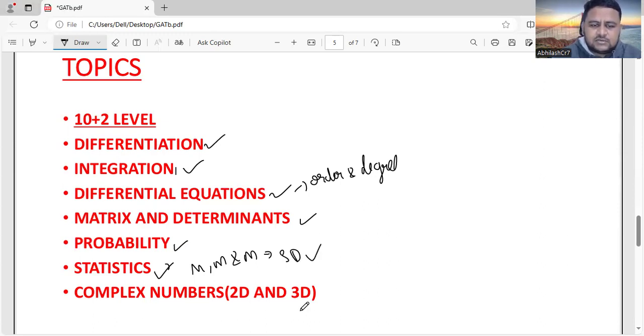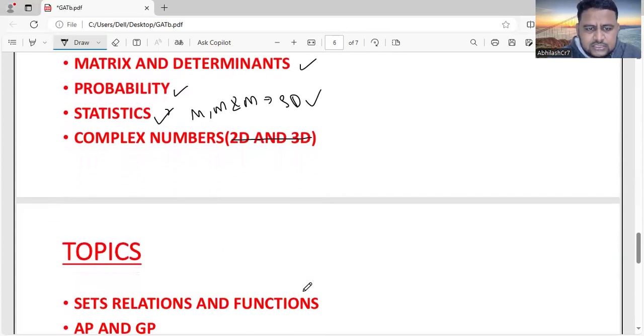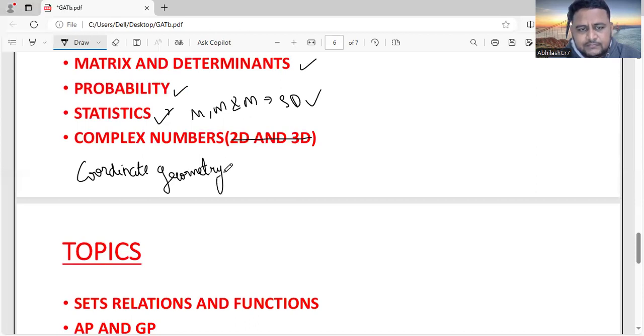Complex numbers. Okay, here it is not 2D and 3D. Actually, it should have been coordinate geometry, I think. Another topic is coordinate geometry, complex numbers, and quadratic equation. Coordinate geometry. Here comes 2D and 3D geometry. This is also important.